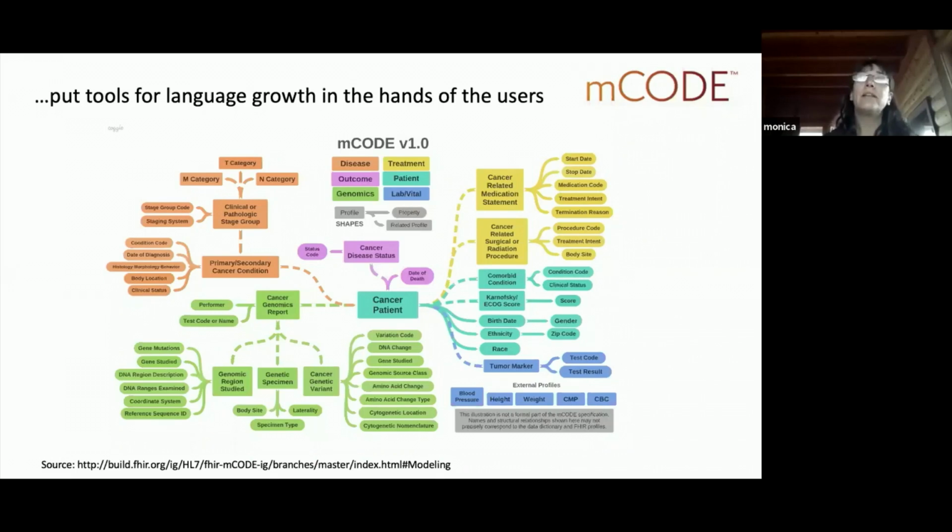Instead, mCODE is designed to be a minimal core set that hopefully users will embrace and expand and use so that this language can grow organically by those who are actually using it. Down here you see a URL to be able to find the first version of mCODE, which are 73 data elements that constitutes the minimum set of data that the originators felt were important to achieve on every patient with cancer.